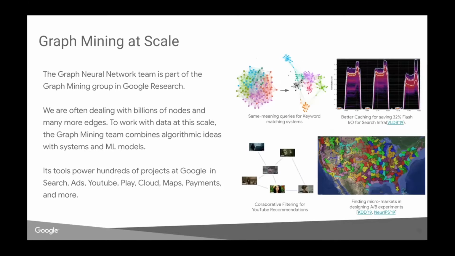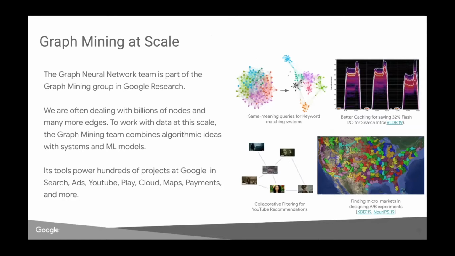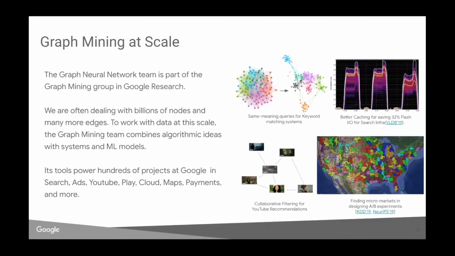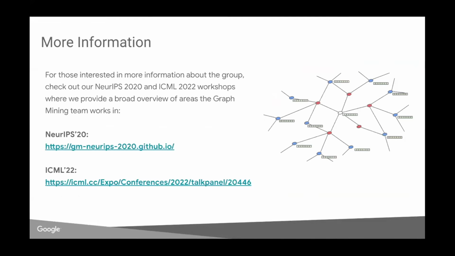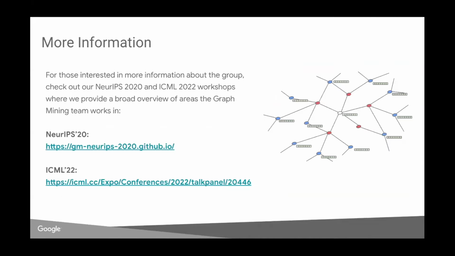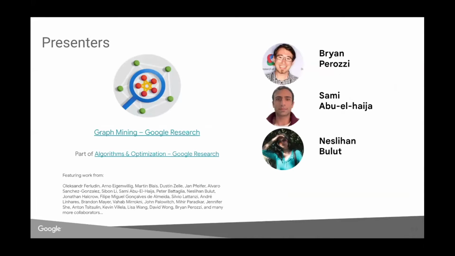The Graph Neural Networks team is part of a graph mining research group at Google Research. We are frequently dealing with billions of nodes and trillions of edges. To deal with data of this scale, the graph mining team has expertise in algorithmics, distributed systems, and machine learning. The tools are powering a lot of Google products such as Search, Ads, YouTube, Play, Cloud, and so on. If you want to learn more about graph mining in general, we have an Expo talk at ICML and some older but still good slides from NeurIPS 2020 that are available at these links. If you don't write them down, we still have the slides available on the tutorial website, so be sure to check them out. Without further ado, I will introduce the presenters of the second and third part of the tutorial, Sami and Neslihan.